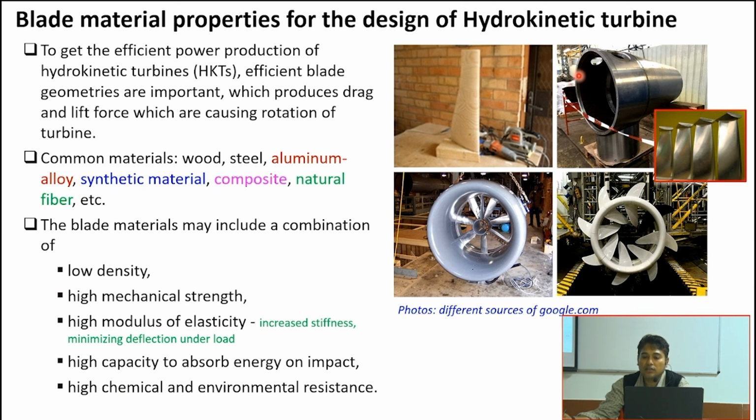Now there you can see there is some metal, and this particular metal may be some aluminum alloy. This is composite. This is also composite material, and this is a horizontal shaft tidal turbine. This is also horizontal. Actually, the shaft is not present. This mechanism is something different. And this particular blade will be installed on a shaft. This is also a horizontal shaft hydrokinetic turbine.